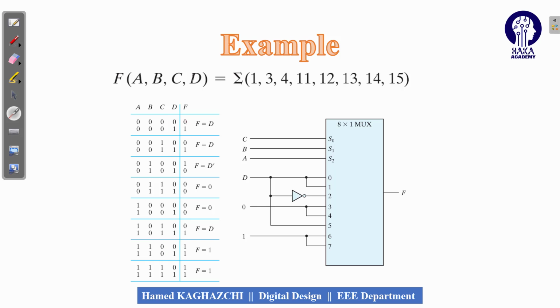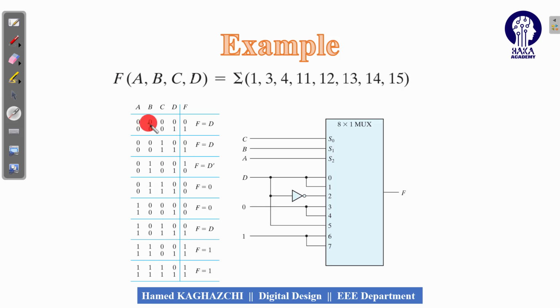And again, compare this F by D. We can see that F is equal to D. Again here, F is equal to D. Again here, F is equal to D prime. F is equal to 0. F is equal to 0. Again, F is equal to D. And for these two, F is equal to 1.